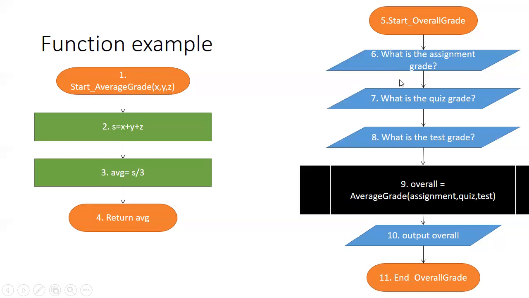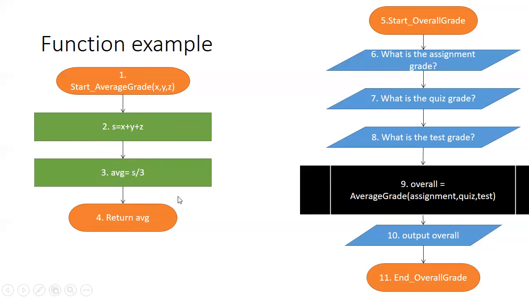They're important because in this main program, they are used. We actually use the name assignment here, the name quiz here, and the name test here. So in the main program, they're used, but this program doesn't even know them. All it knows is that first, second, and third come in. What do we do? We create a new variable called S. What does S do? It takes first, second, and third and adds them together, and stores that value in S. Then the value of S is divided by 3, and the result of that is stored in a new variable called AVG.